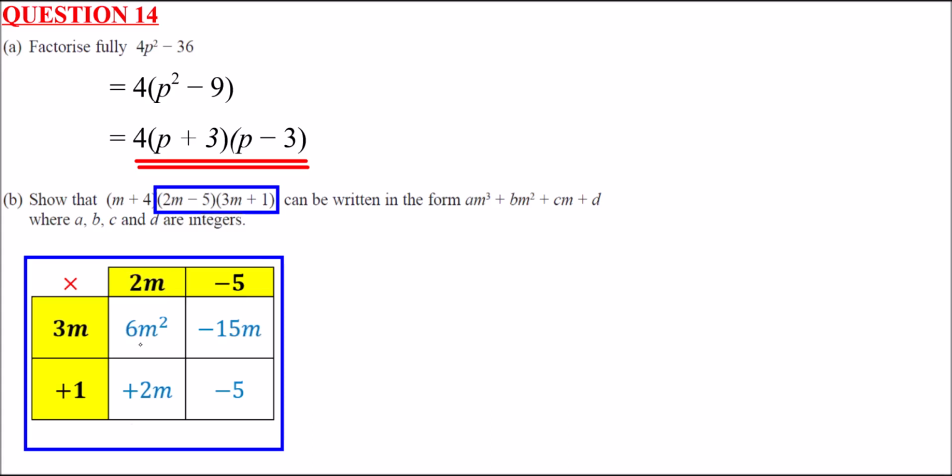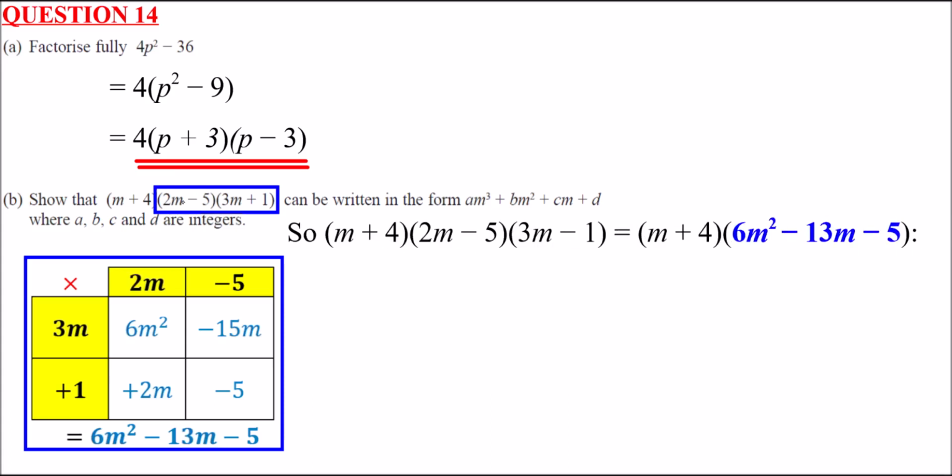Then simplifying this, we've got 6m squared. 2m's minus 15m is minus 13m, and of course the minus 5. And so these two brackets expanded out would give us 6m squared minus 13m minus 5. The next step then, as I've said, is to take this result and multiply by the bracket m plus 4. So now we know that we can simplify this as simply m plus 4 multiplied by this, because 6m squared minus 13m minus 5 is the same as this.